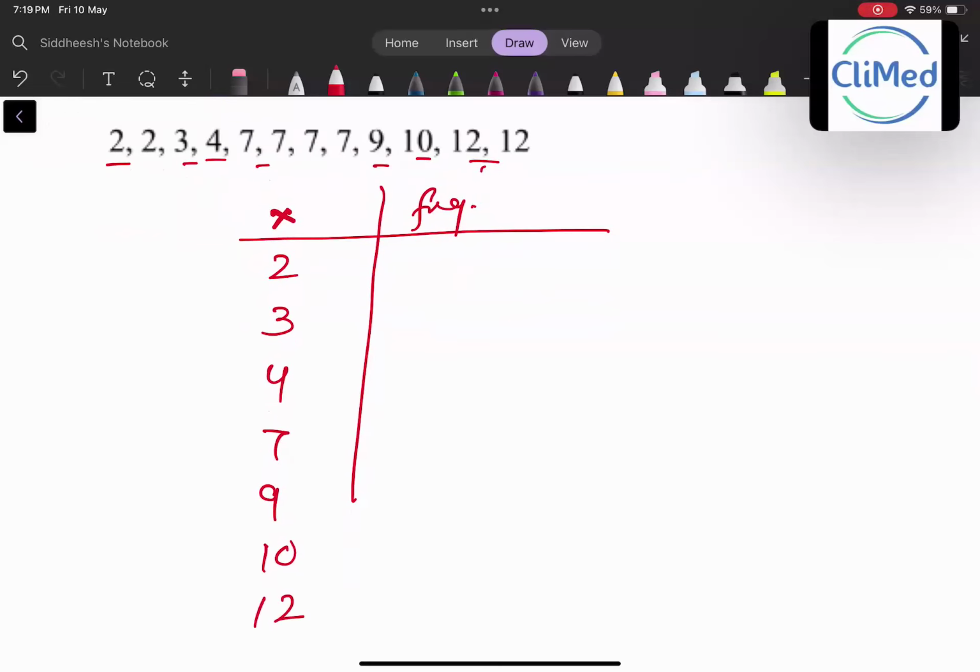Now calculate the number of observations. For 2, we are having 2. What about 3? We are having 1. What about 4? We are having 1. What about 7? 1, 2, 3, 4. 9, we are having 1. 10, we are having 1. What about 12? We are having 2. So which frequency is more? Anyone? For 7? Correct. So answer is 4 or 7? So your mode is 7.